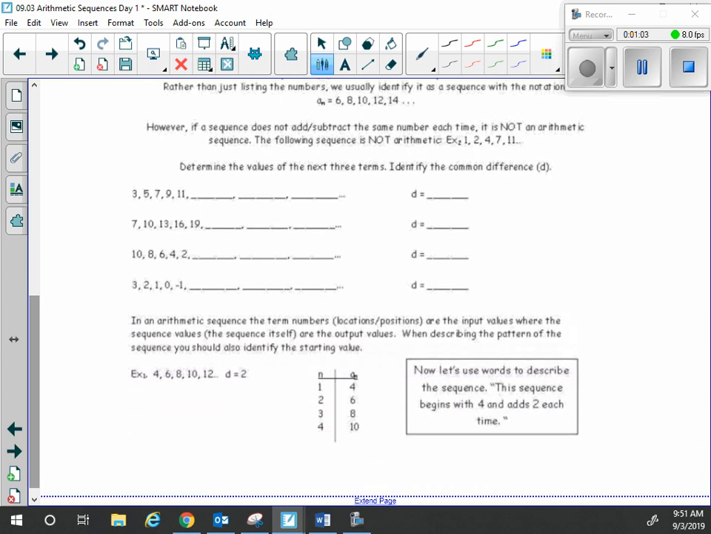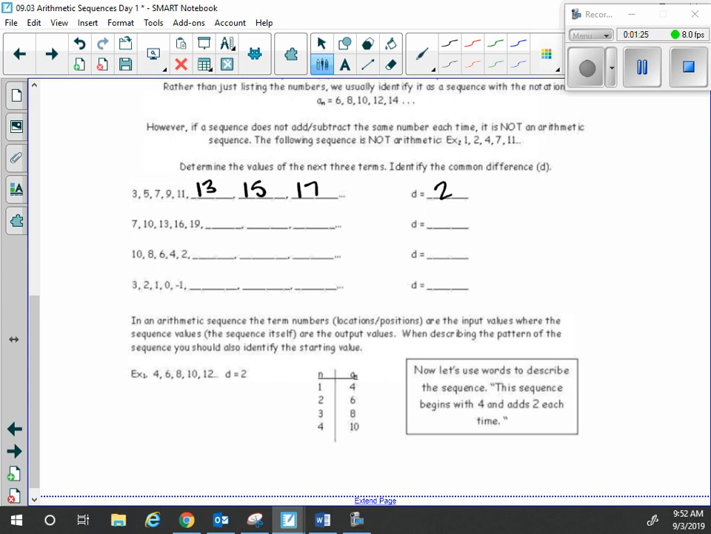So let's look at these first. 3, 5, 7, 9, 11. What would the next term be? 13, 15, 17. How did you get that? Add 2, which means that our common difference is positive 2.